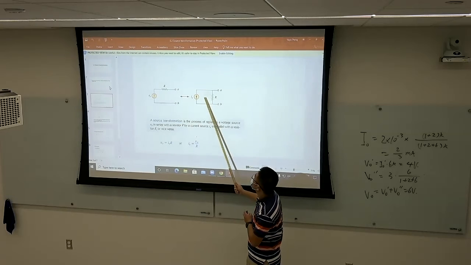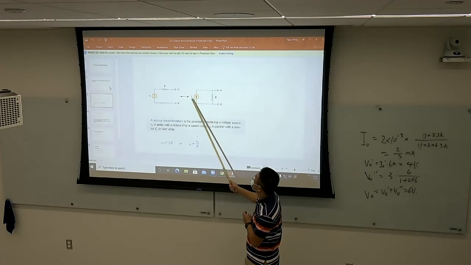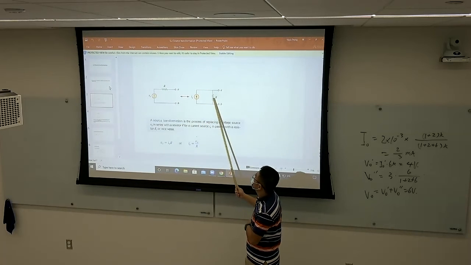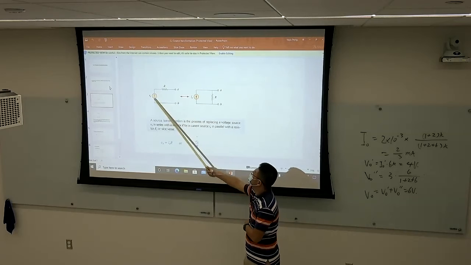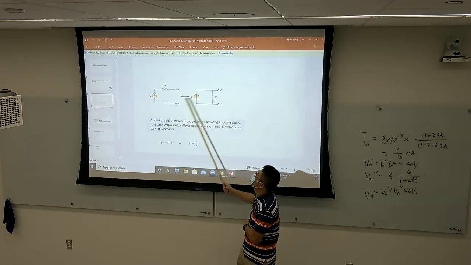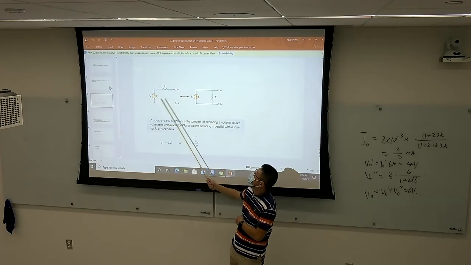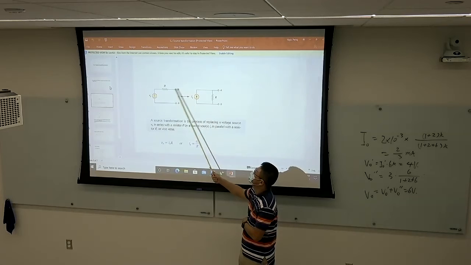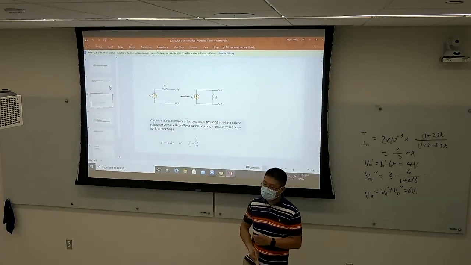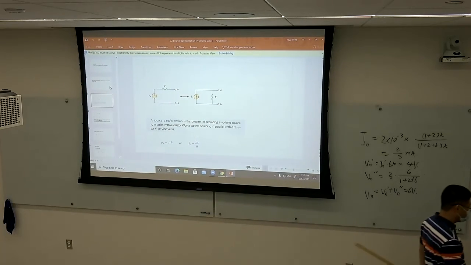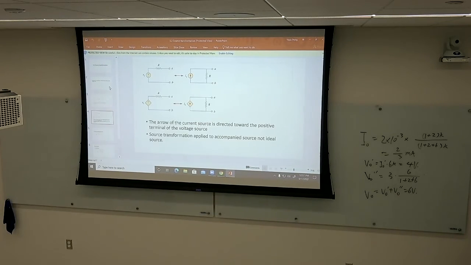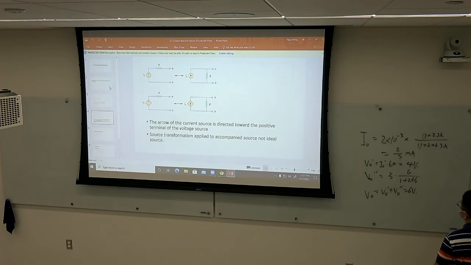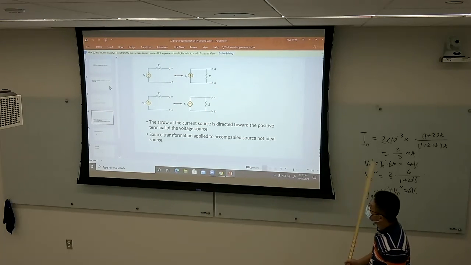And if we know Is and R, we calculate the Vs using Is times R. So we calculate the Vs. So we can convert this circuit to this circuit. Just an example here. And this also applies to a controlled source.